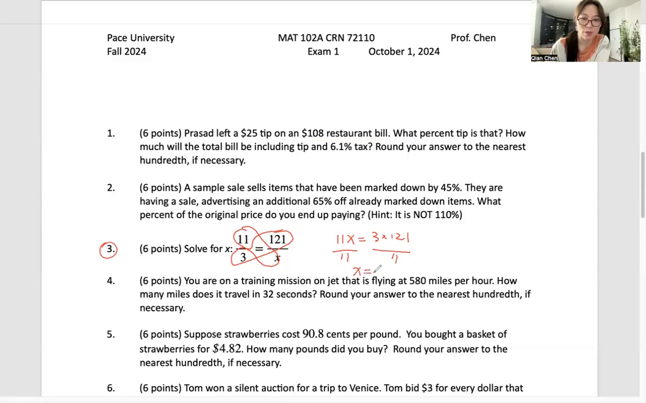Okay. If you don't want to use a calculator, you can think this. 121 is 11 times 11, so we can simplify this too. 121 divided by 11, that's 11. 3 times 11, that's 33. Or you just hit it into a calculator, right? Do 3 times 121, then divide by 11. So the third one, the answer is 33. Right, so this is a proportion equation. The rate is 11 over 3, then 121 over X.